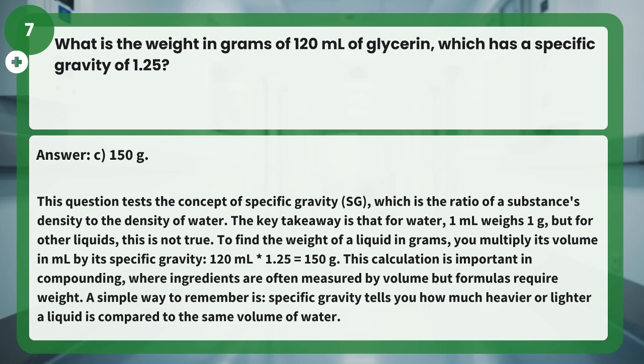This calculation is important in compounding, where ingredients are often measured by volume but formulas require weight. A simple way to remember is, specific gravity tells you how much heavier or lighter a liquid is compared to the same volume of water.